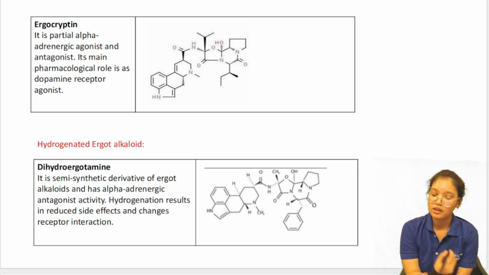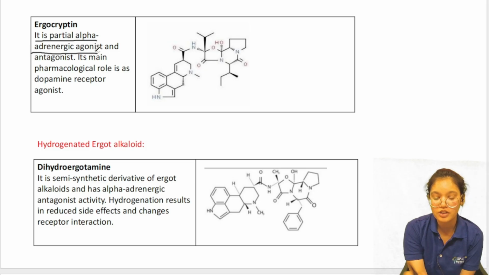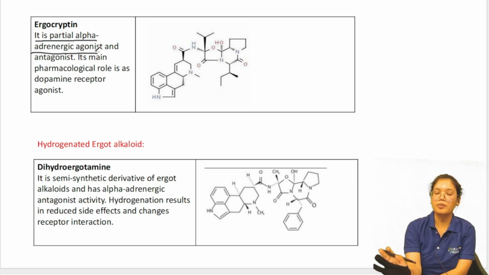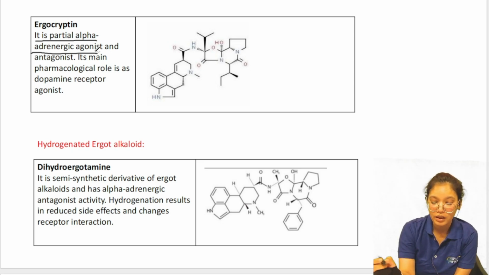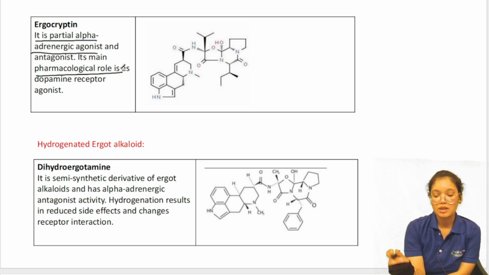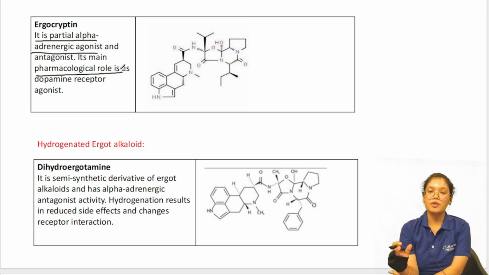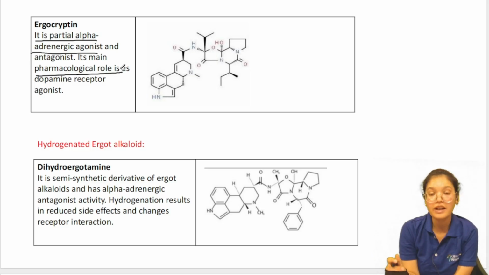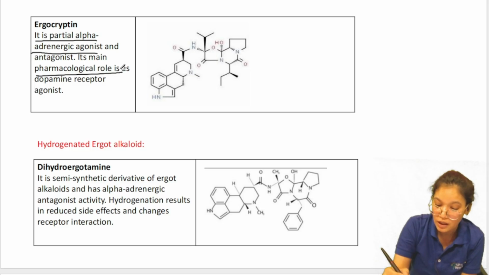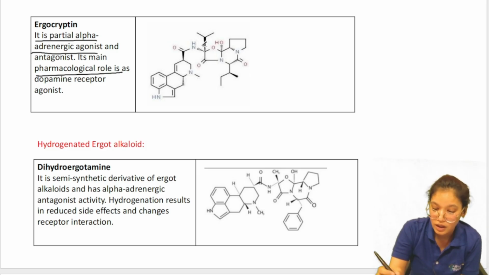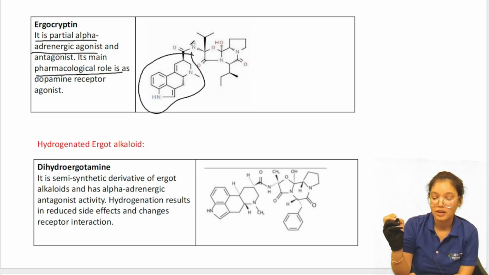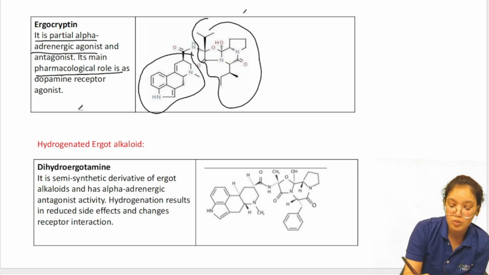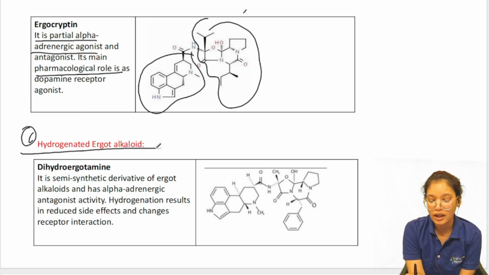Now ergocryptine is also a partial alpha adrenergic agonist and an antagonist too, depending on the presence or absence of norepinephrine. Now its pharmacological role is basically as a dopamine receptor agonist, but it also acts as an anti-adrenergic antagonist. Sorry. Now talking about its structure, it also has an ergoline ring and a peptide tail. Okay. Now moving forward towards the hydrogenated ergot alkaloid.